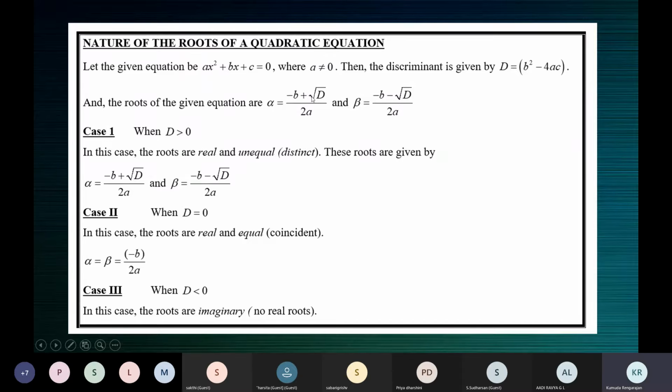So when the value of the discriminant is greater than 0, not only are the roots real, they are also unequal. When the value of the discriminant is 0, the roots are not only real, they're equal also. They'll be equal to minus b by 2a.